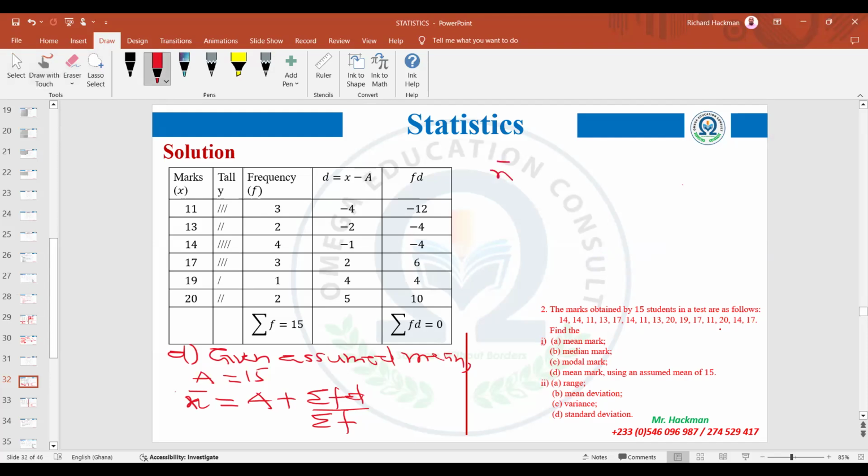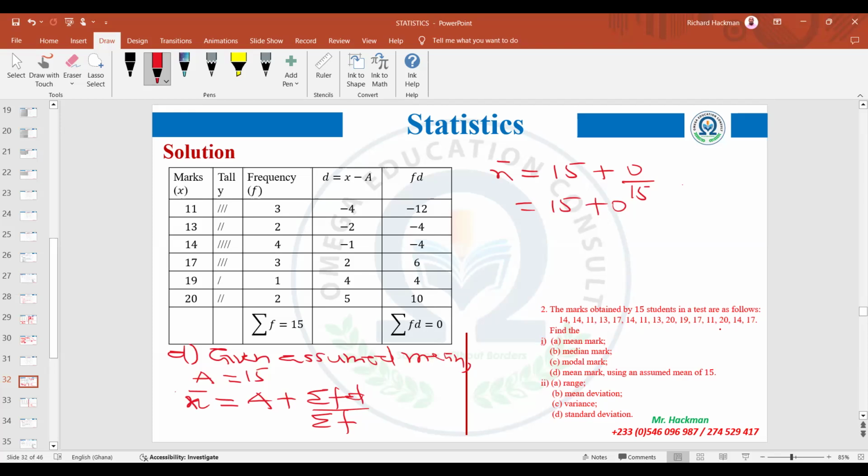S bar to be equal to your assumed mean, which is 15, plus, remember the summation of FD gave us 0, 0 over your N, your sigma F, which is what? 15. So you are going to get your mean to be equal to 15 plus 0. I'm just writing it for explanation's sake. Otherwise, you don't write it.